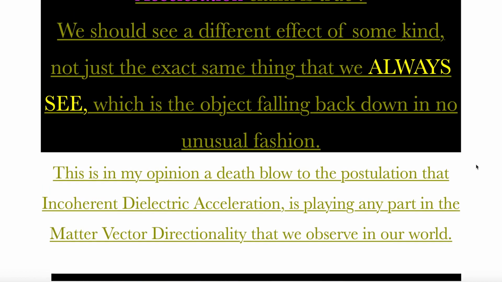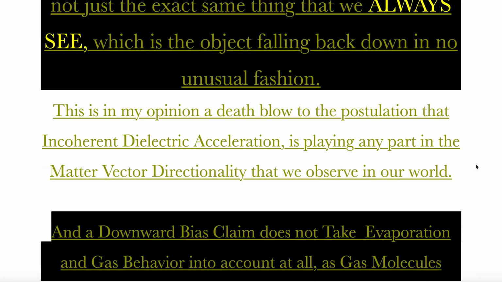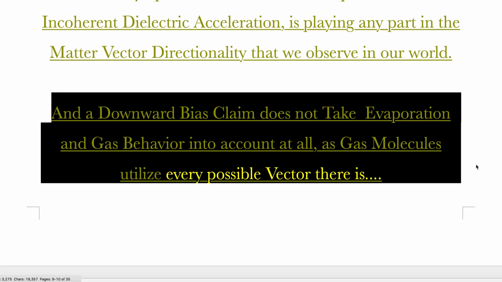This is, in my opinion, a death blow to the postulation that incoherent dielectric acceleration is playing any part in the matter vector directionality that we observe in our world. And a downward bias claim does not take evaporation and gas behavior into account at all, as gas molecules utilize every possible vector there is.